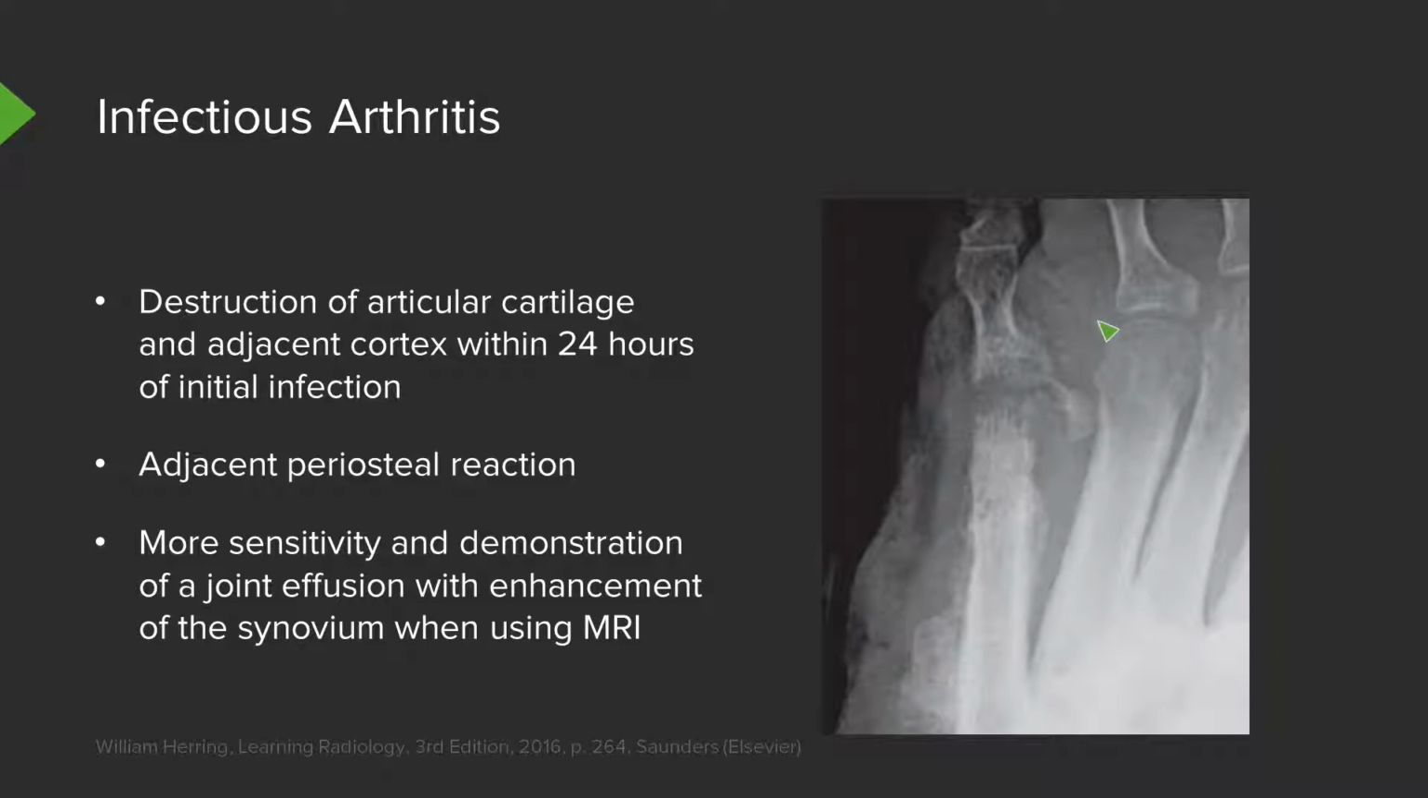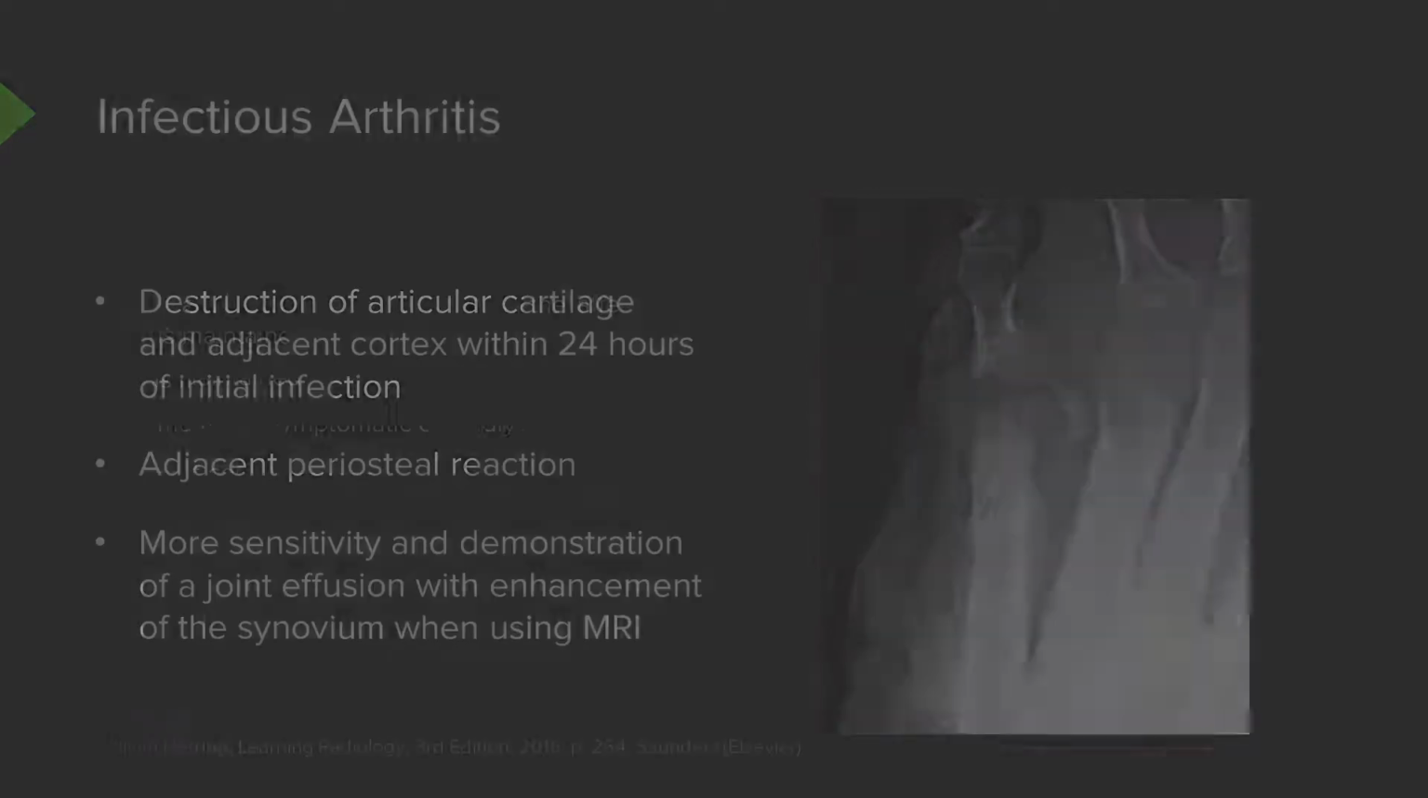Here we have a plain film of a patient with an infectious arthritis, and you can see destruction of the bony cortex at the level of the infection. And you can also see soft tissue swelling and soft tissue gas adjacent to the site of the infectious arthritis.